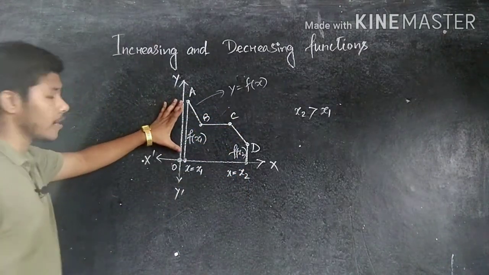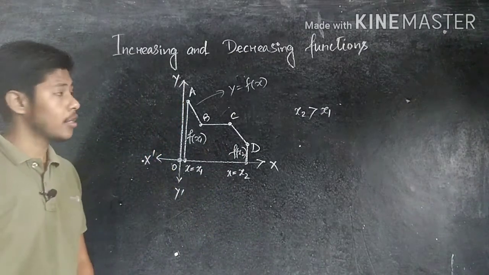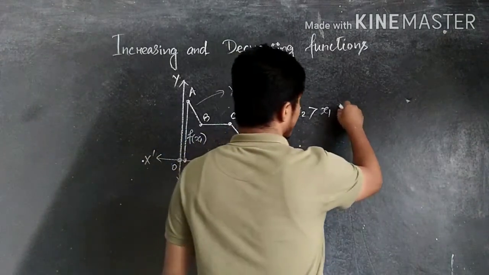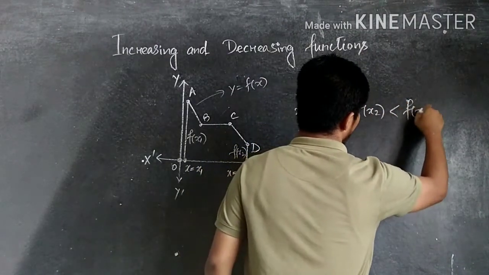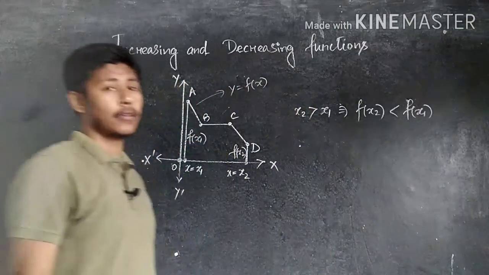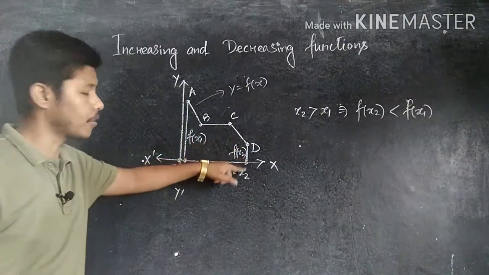Which length is greater here? F of x1 is greater comparing to f of x2. So in this case, what do we write? F of x2 length is less than f of x1. You see here, practically f of x1 is greater than f of x2.